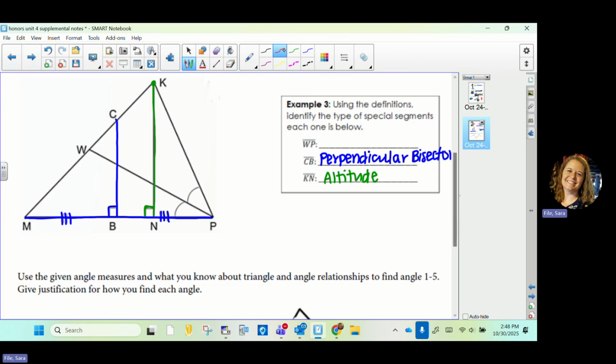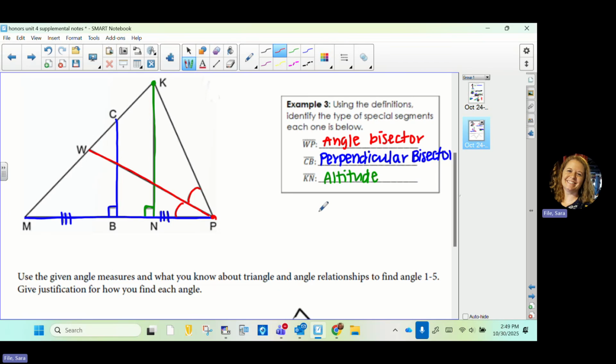All right, and then WP, this one is going from a vertex to the opposite side. Now, it doesn't tell us anything about that opposite side. There's no tick mark, so I don't know if it's bisecting MK. I'm not going to assume that, but I do have arc marks on this angle that's split. So this angle KPN here is split by WP into 2 equal pieces. So when we cut something into 2 equal pieces, it's bisected and it's an angle. So WP is an angle bisector because it's cutting an angle in half.